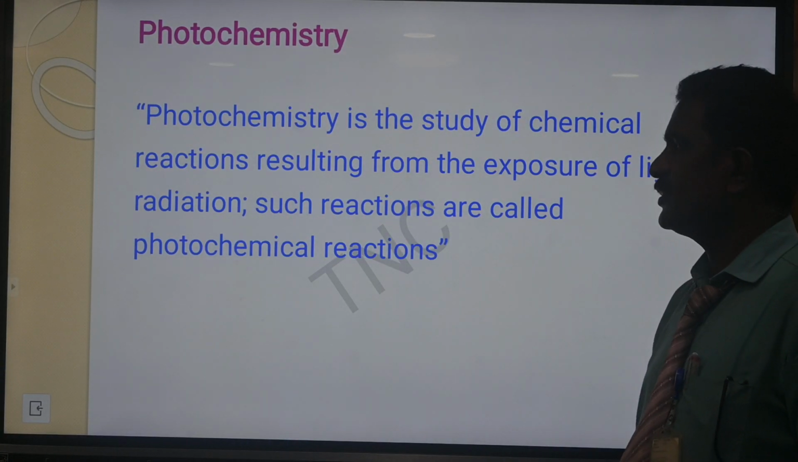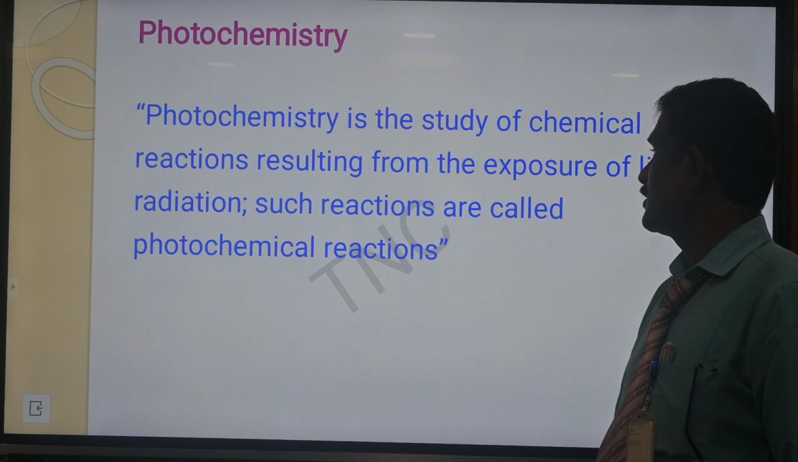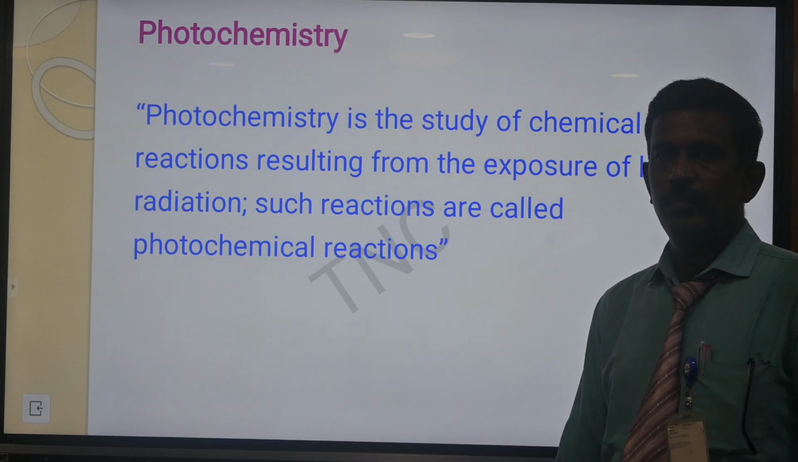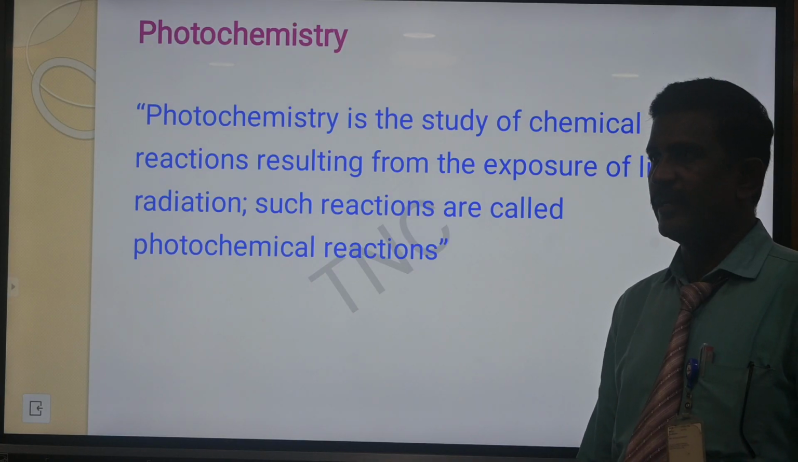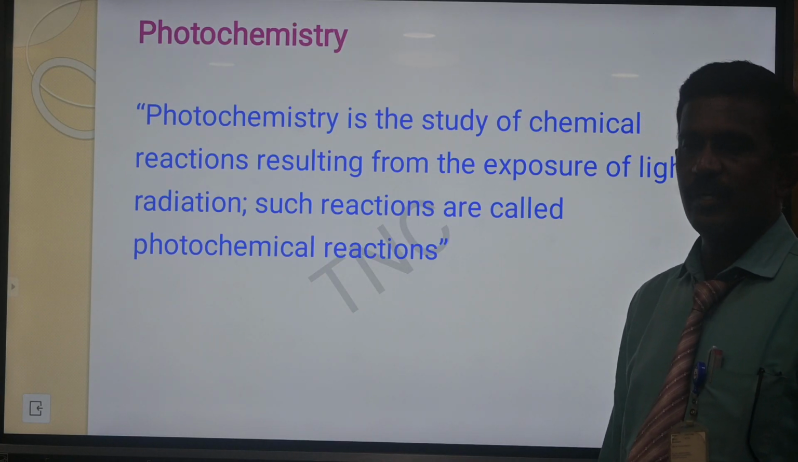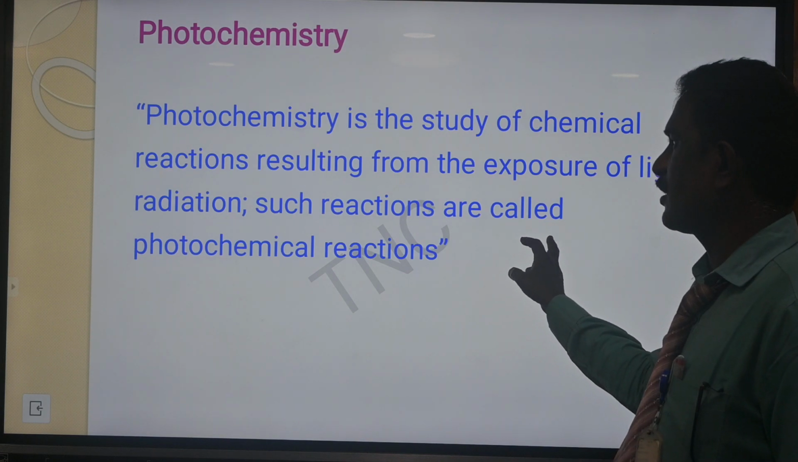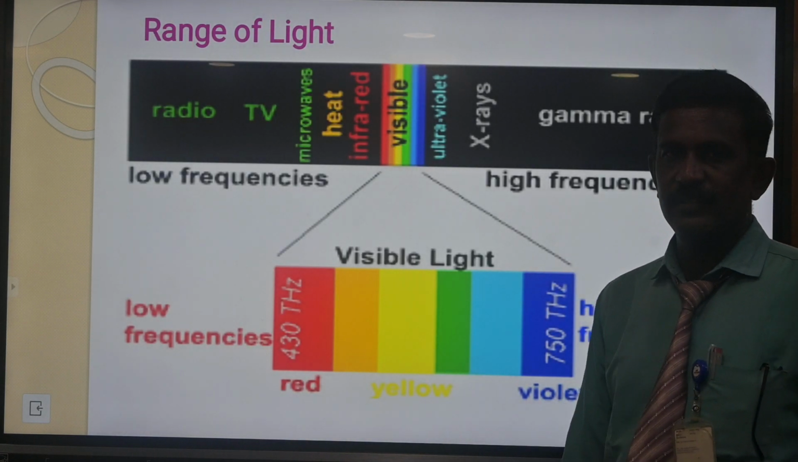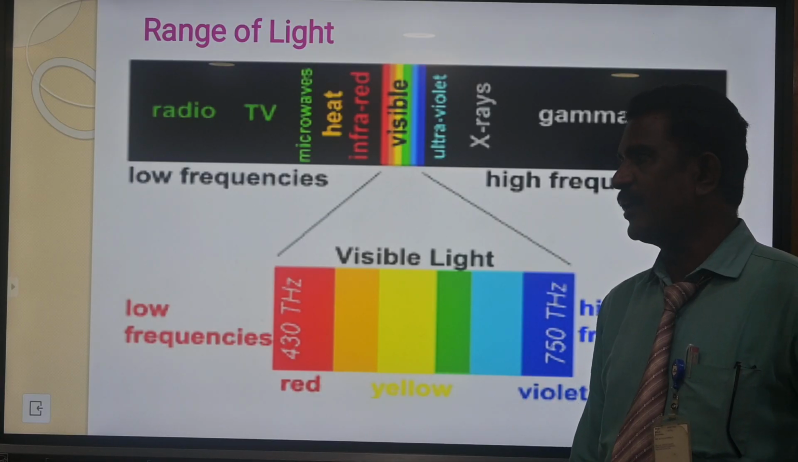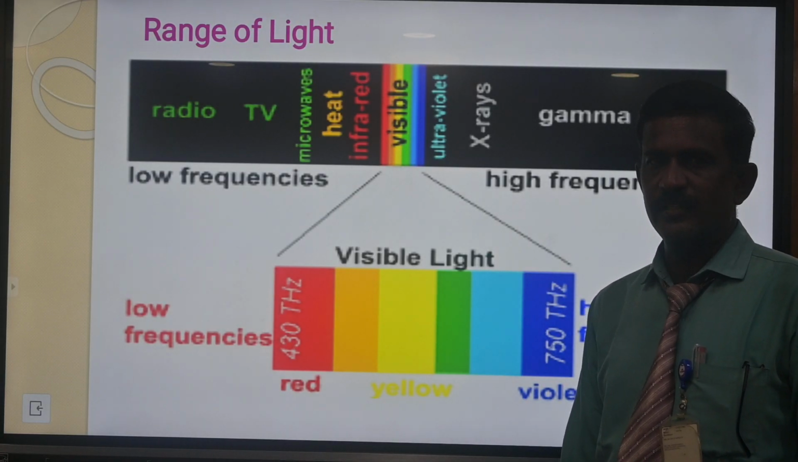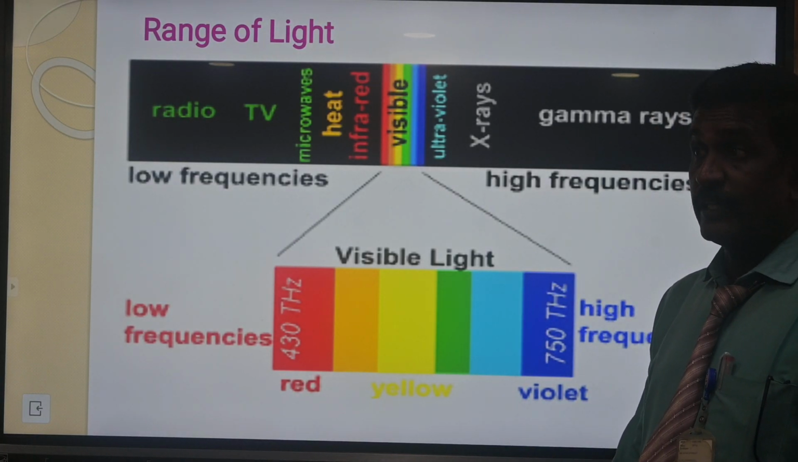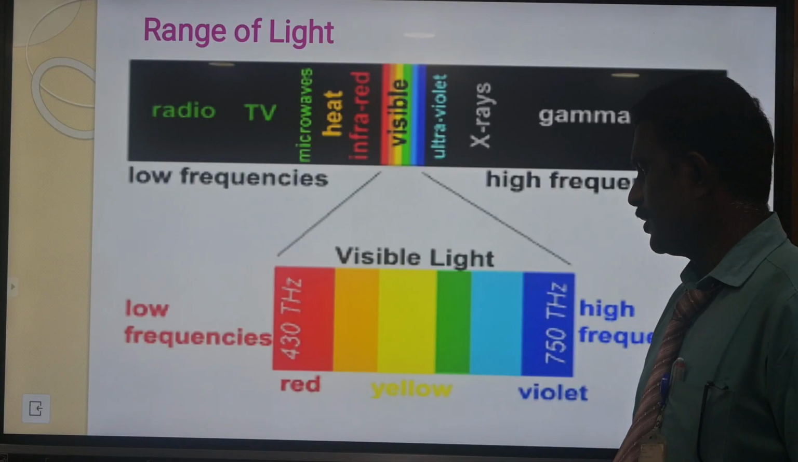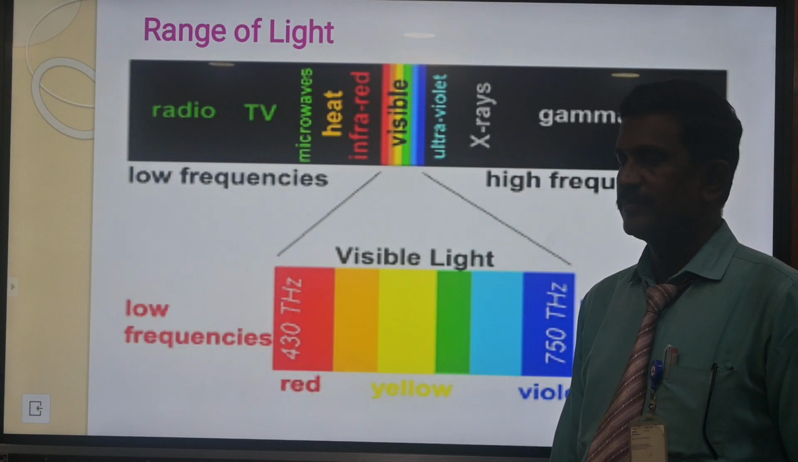So photochemistry is the study of chemical reactions which are brought about by light energy, that is, absorption of light energy. So when light is given to the material, they start to react, right? Those kinds of reactions are called photochemical reactions. For a better understanding of photochemical reactions, first of all we should know about light radiation. We should have some basics about light radiations.